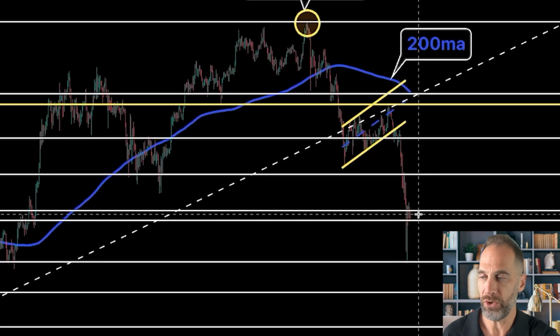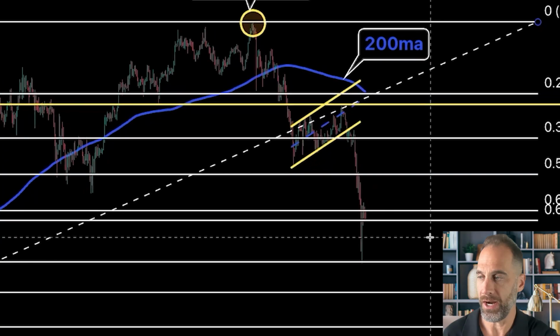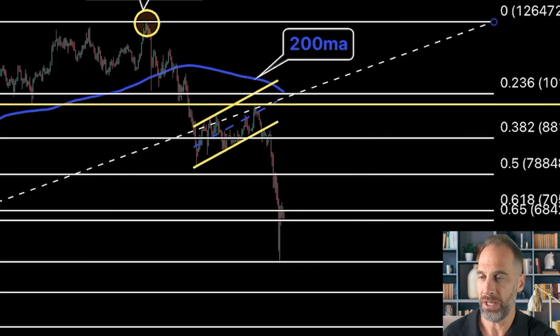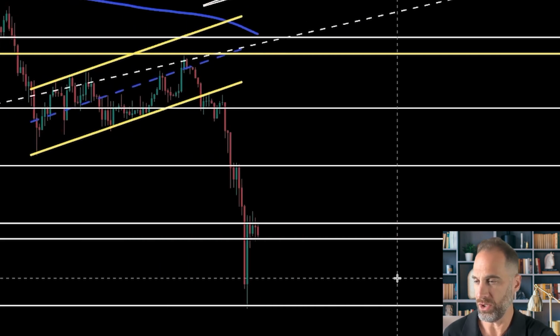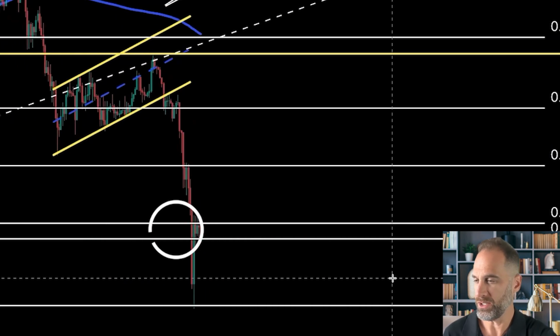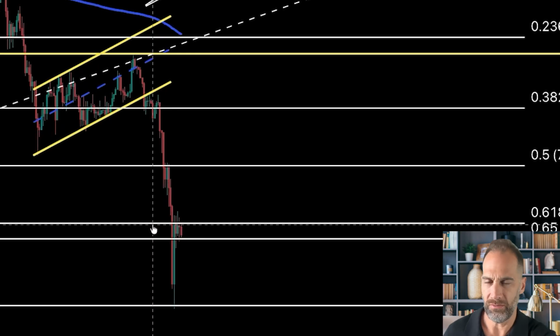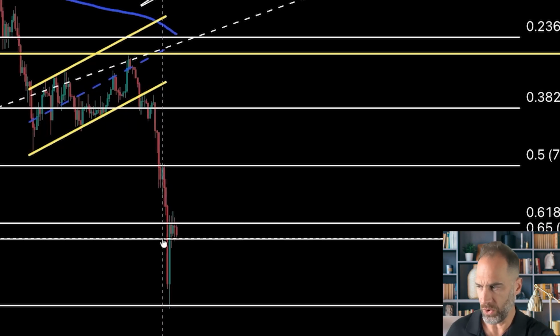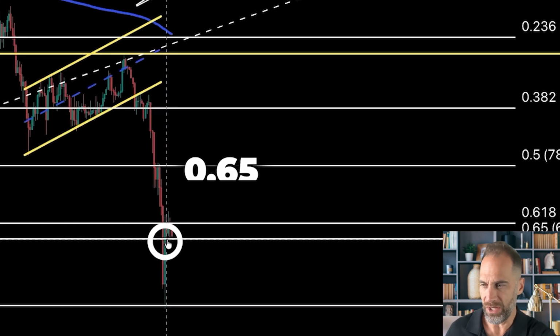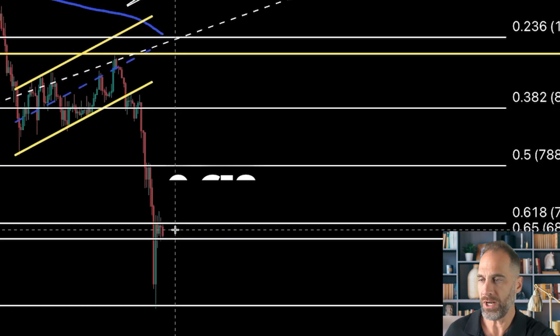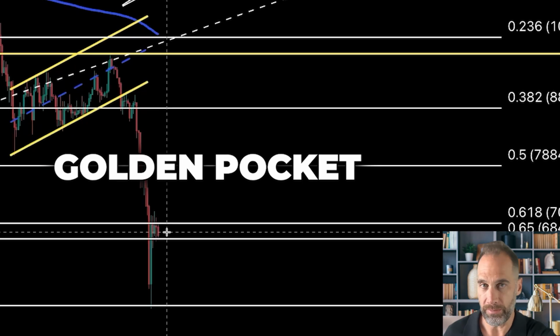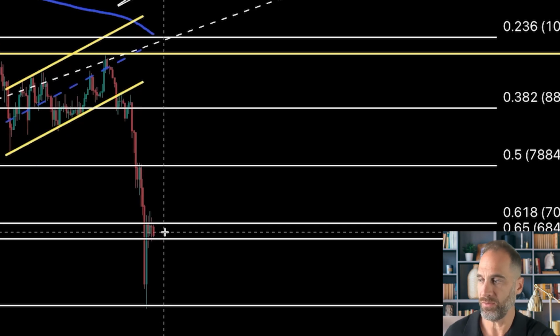Number one, you're in the golden pocket right now. All right, and I'm going to zoom in and show you why I ask you to add your 0.65 on your charts at home. It's because of this. Very often, price will toggle between the 0.65 and the 0.618. This zone right here is literally the golden pocket.